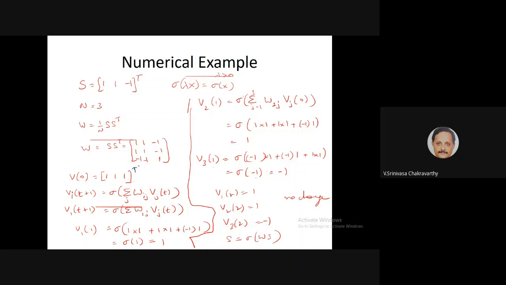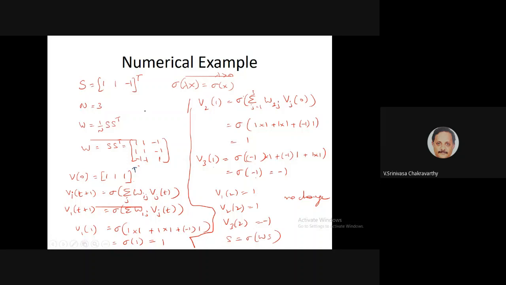So for the next step, the state is 1, 1, -1. And if you apply the update again, you will notice that it won't change any further. That means the network has stabilized, and you can easily see that you're able to retrieve the correct pattern out of it.